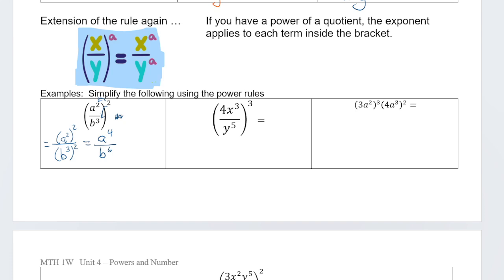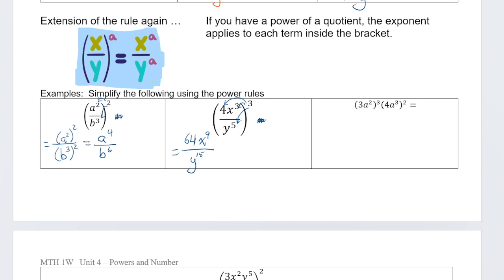So pause here, try the next two, and then unpause to see if you got it right. So this one, I've got 4 cubed, which is 64. I've got x cubed cubed, which is x to the power of 9. And in my denominator, I've got y to the power of 5 all cubed, which is y to the 15th. Because again, it applies to every single base. Drawing the arrows can be helpful for some people as well.